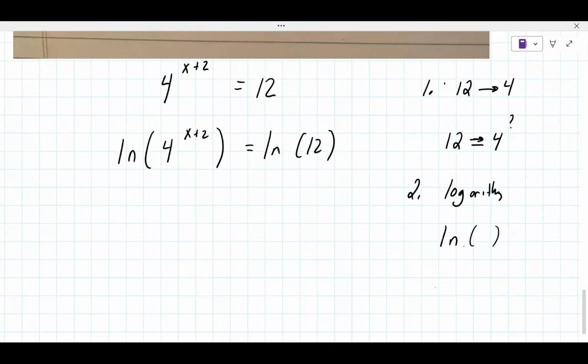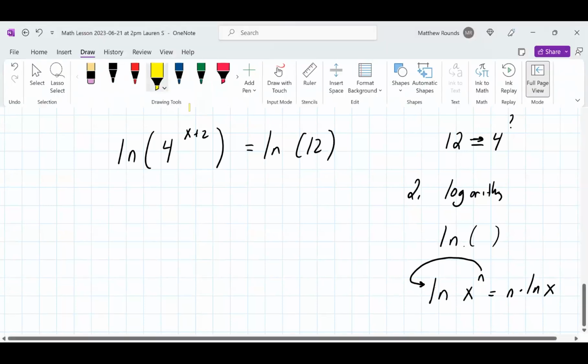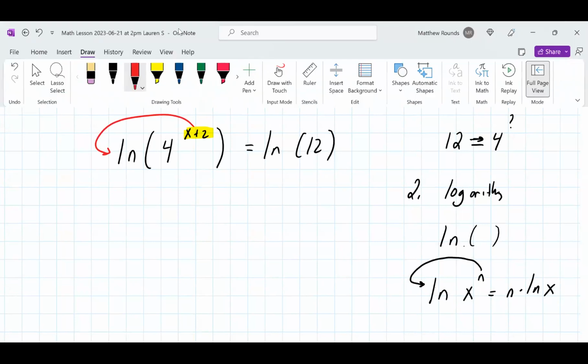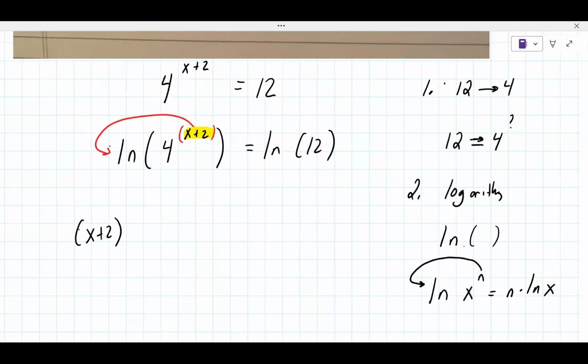One of the properties of logarithms, ln, is that if you have the log of x to the n, that n can come out in front again. It becomes n natural log of x. So this x plus 2 is going to come out in front. You have to treat it like it's in parentheses, though. That's an important distinction. So it's x plus 2 in parentheses, natural log of 4 equals the natural log of 12.